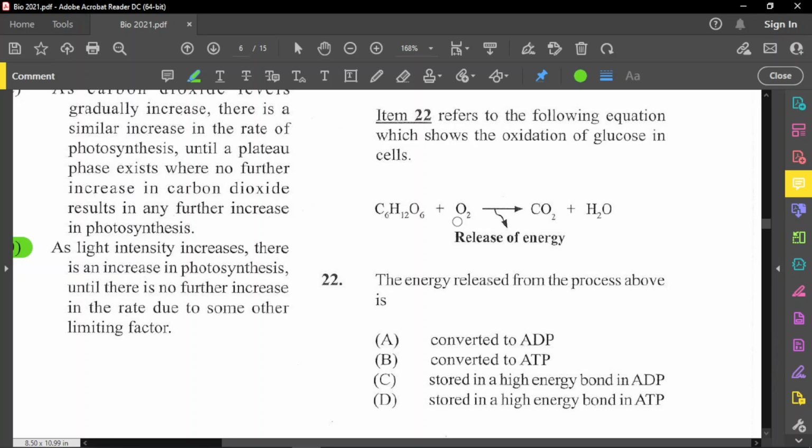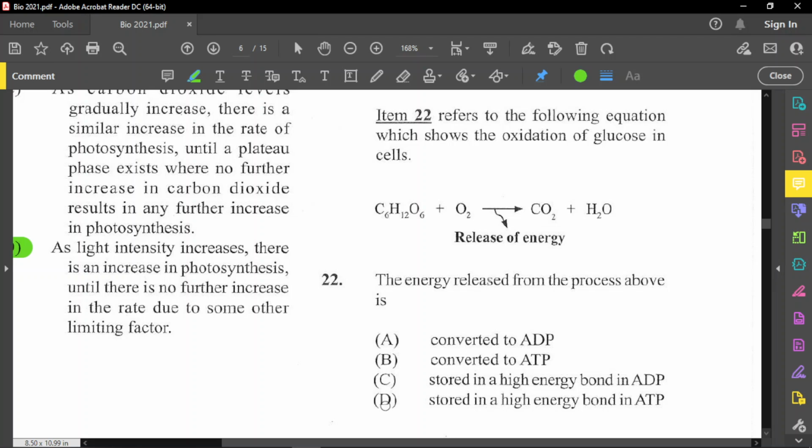Okay. Now this is respiration. As we know, this is respiration. And respiration produces what type of energy? It produces ATP, just to point that out. So here, option B is "converted to ATP." The energy released is not converted to ATP. The energy released is ATP.